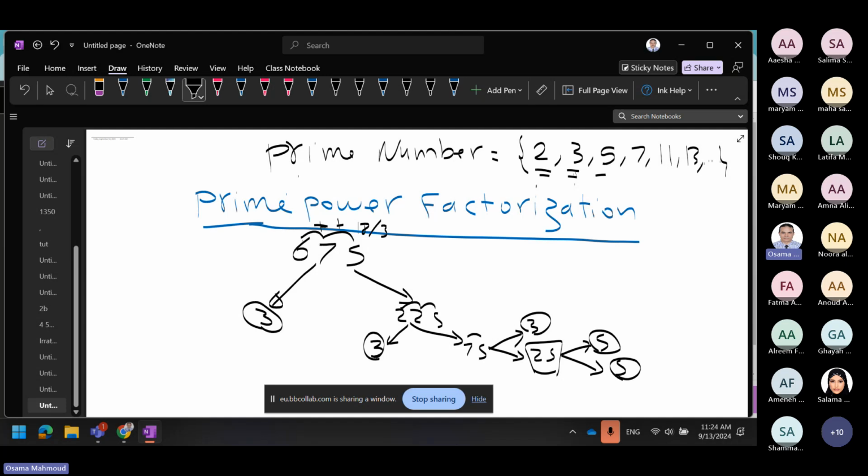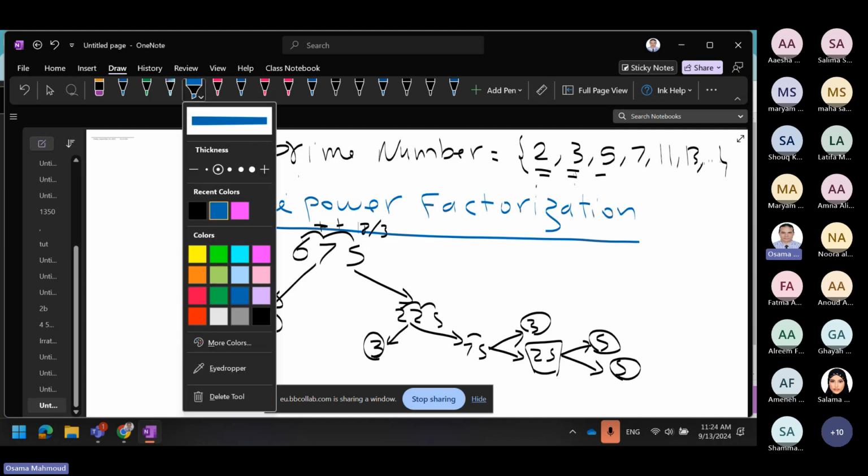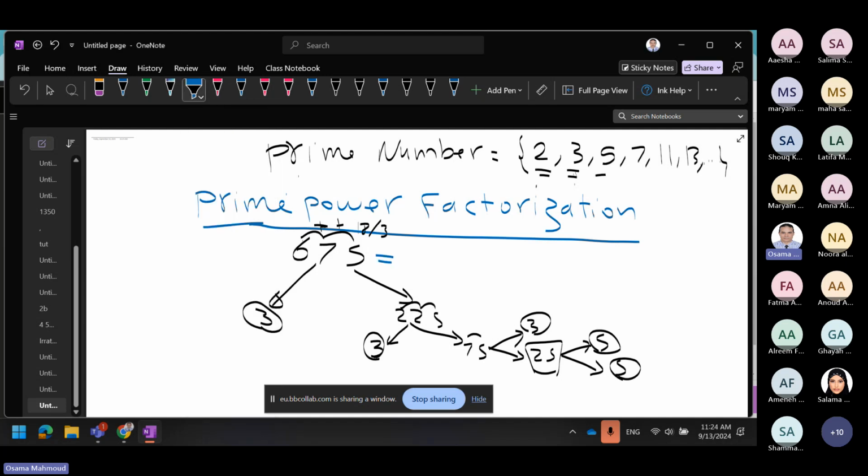Now, the prime power for this one is exactly how many 3s? I have 1, 2, 3, so I have 3 to the power 3. How many 5s? 1, 2. So 5 to the power 2. This is the prime power factorization for it.